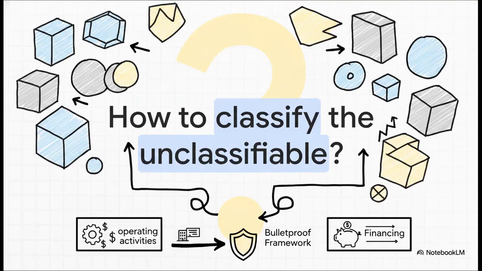Now, you might be wondering, how exactly do you classify the unclassifiable? Because as we all know, accounting in the real world isn't always perfectly neat. Transactions don't always fit into perfect little boxes. So what happens when an everyday business transaction is just a complex hybrid? If it doesn't clearly belong in operating, investing, or financing, what does? If you just guess, you're opening the door to an audit adjustment or worse, a full restatement. We need a rock-solid, bulletproof framework to figure out these borderline situations.